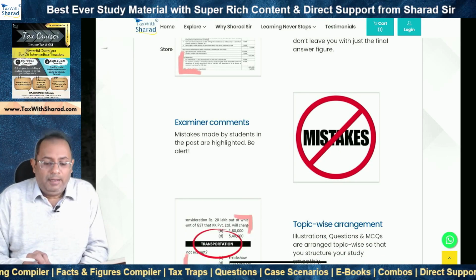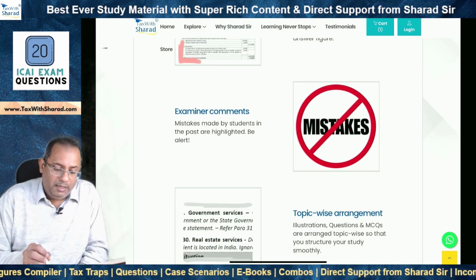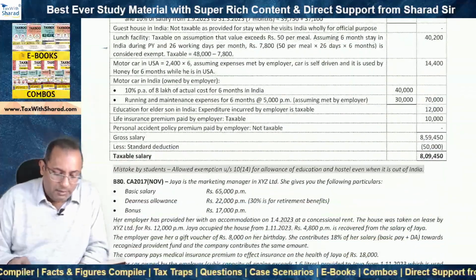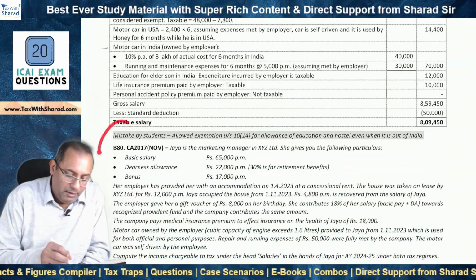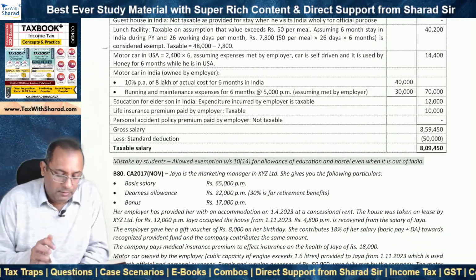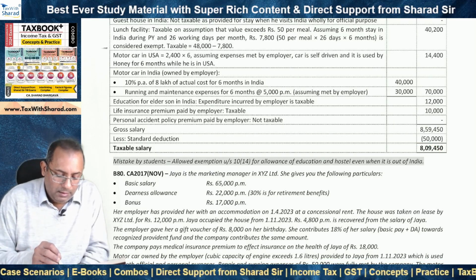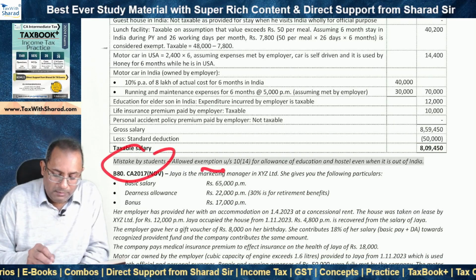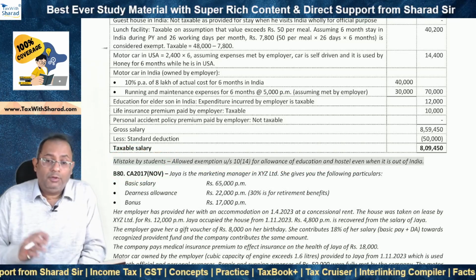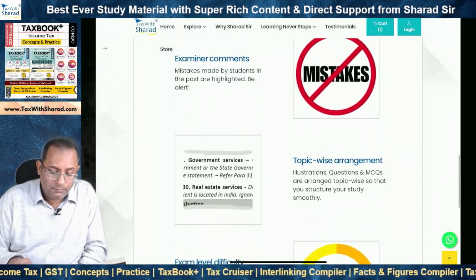One interesting thing that you find in the textbook which is very useful are examiner comments. These are mistakes made by students in the past, and these are highlighted so that you are alert. So for example, you can see this examiner comment, and they are given in the practice book below the questions where the examiner comments are there in this particular fashion, gray in italics. So mistake by students, allowed exemption under section 10(14) for allowance of education and hostel even when it is out of India. So you have got lots of these examiner comments across the book, and these are extremely useful.